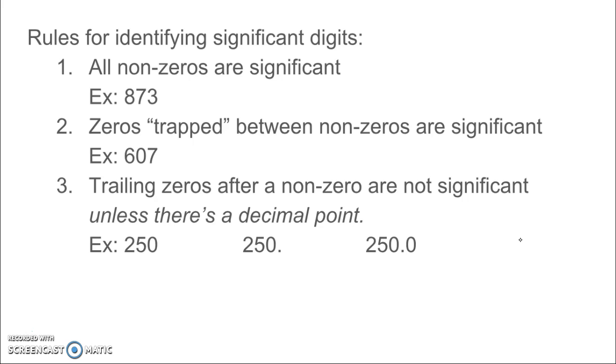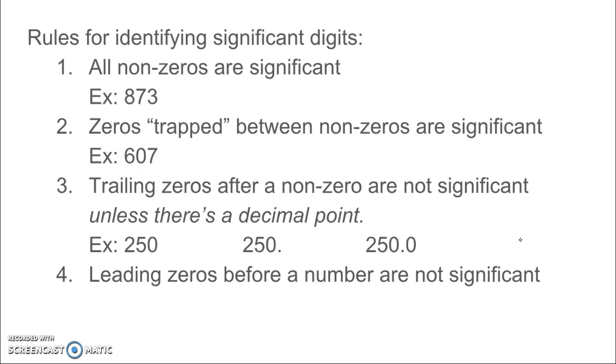Now this last problem, you can probably see where I'm going. There are no trapped zeros. We have 2 zeros, so are these zeros significant? Well, rule 3, trailing zeros: they're both behind non-zeros, and there's a decimal point. So you're going to count all these zeros because we are accurate up until the tenths place. This 2, this 5, this 0, and this 0 are all significant, so this has 4 sig figs.